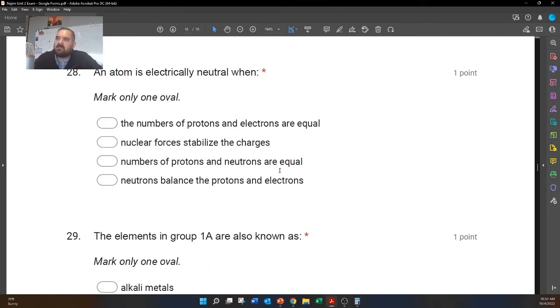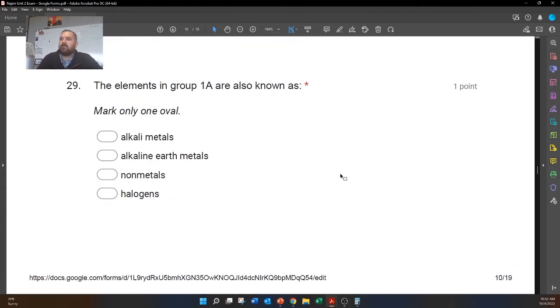An atom is electrically neutral when the number of protons and electrons are equal. So if your positive charge and negative charge are equal, that is a neutral atom. The elements in group 1 are also known as the alkali metals. So this is group 1, alkali earth, that's group 2. And then the P block is considered the nonmetals. And then the halogens, that's group 17.